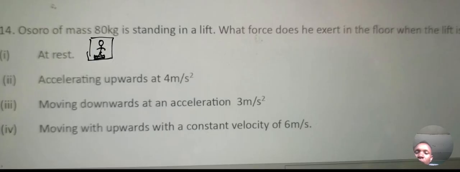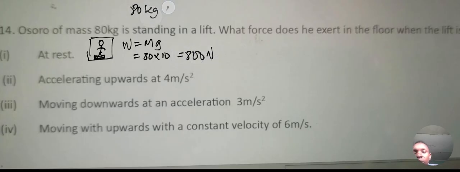So Osoro will weigh mg, which is mass times acceleration due to gravity. This will be 80 times 10, giving us 800 newtons. This is actually 80 kilograms times 10 newtons per kilogram. So kilogram and per kilogram cancel, and you remain with the units as newtons.